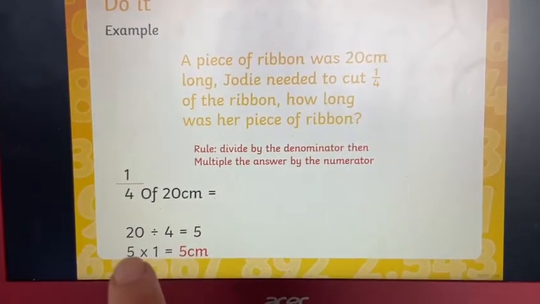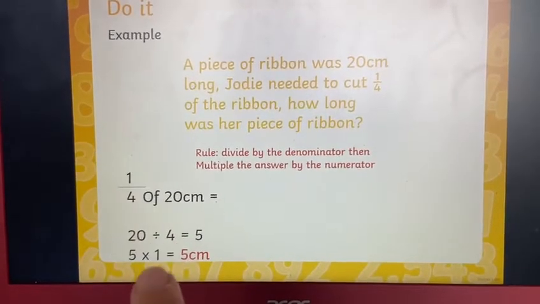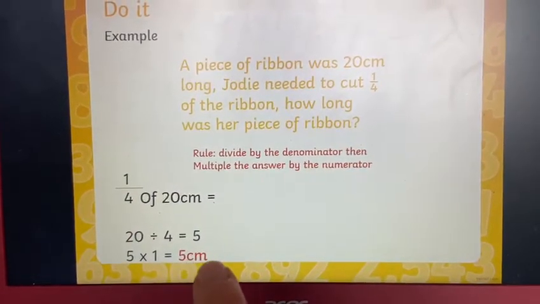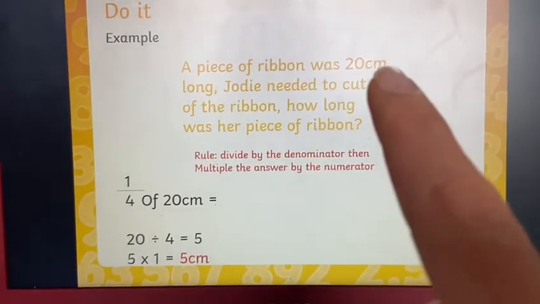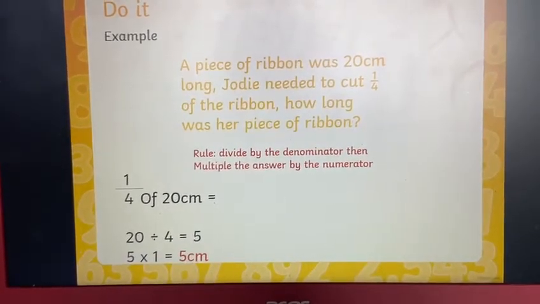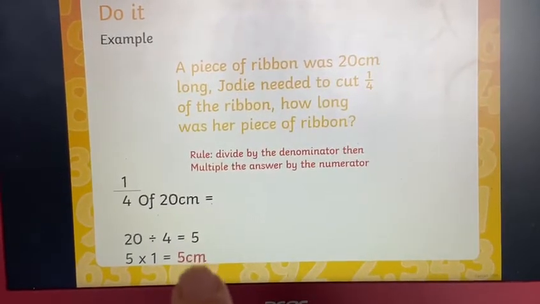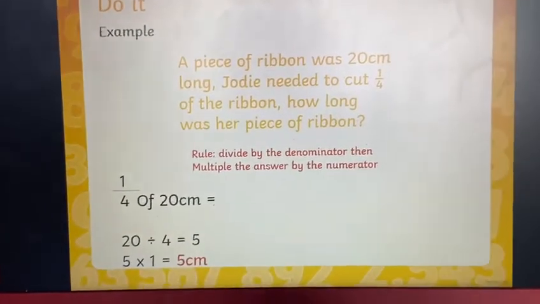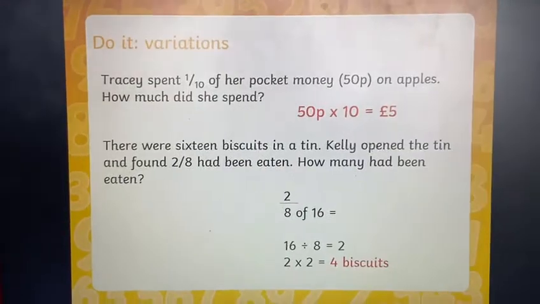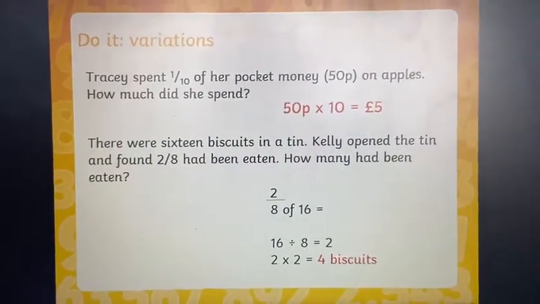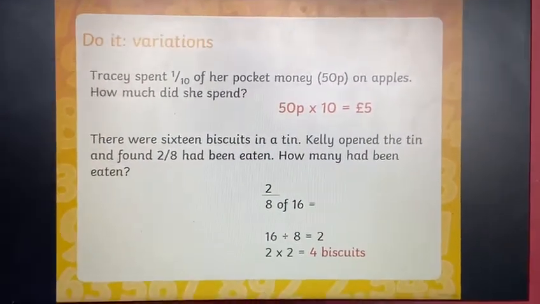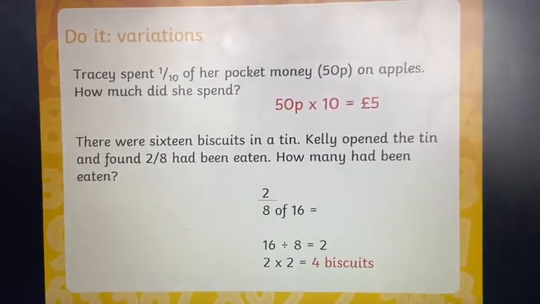So we put 5 down here. And then we need to multiply it by the numerator. So 5 multiplied by 1 is 5 centimetres. So the 1/4 that she cut off is 5 centimetres worth. And then you know that 5 times 4 was the 20, so we know that's correct. Okay, so variation would be different ways of working out using a fraction.